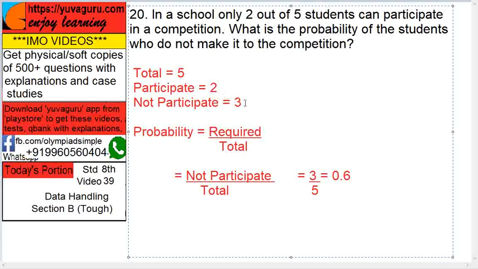Not participate 3. What is the formula for probability? Required upon total, or favorable outcomes upon total. But what is favorable for us? Favorable is not making it to the competition, means not participate. So not participate upon total, 3 upon 5. If it's given 3 upon 5, mark this, or solve this and you will get 0.6.